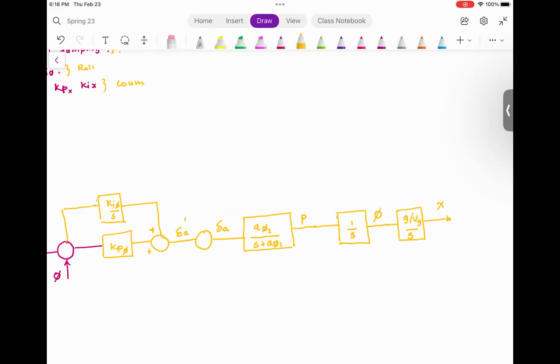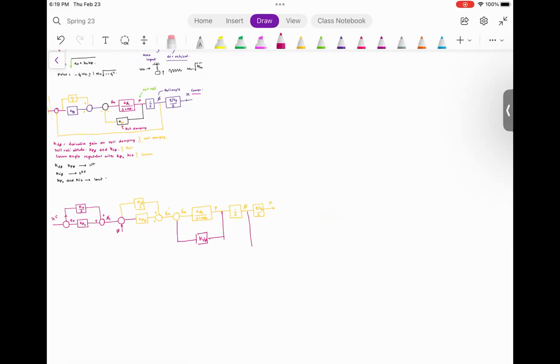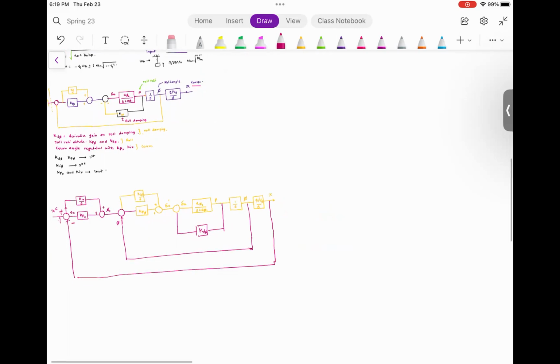And now comes the time to close the loops. This loop closing is going to be a little complicated, but bear with me for a second. We are going to have a KD phi term here. We are going to have unity gain feedback over here. And then last but not least, we are going to have the actual heading on the negative side of the set heading.